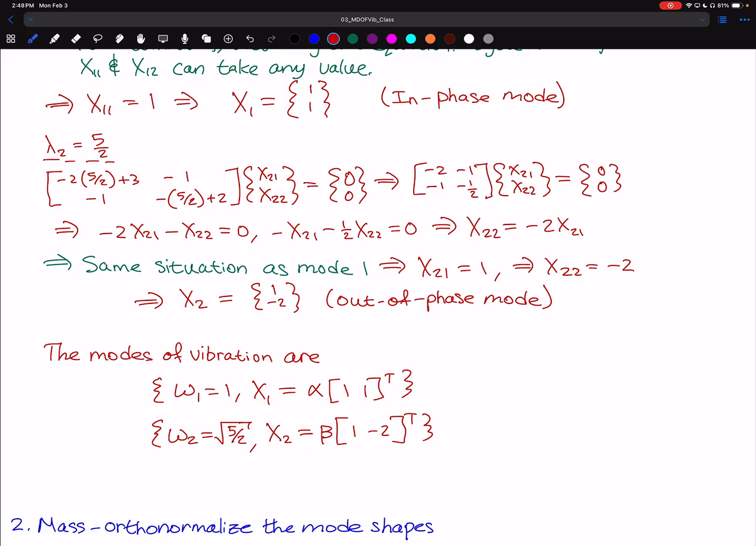For higher degree of freedom systems, in phase and out of phase kind of breaks down in general. You just have to look at what the mode shapes are doing and see what's happening. And we'll see some examples of mode shapes for more complicated systems in general.